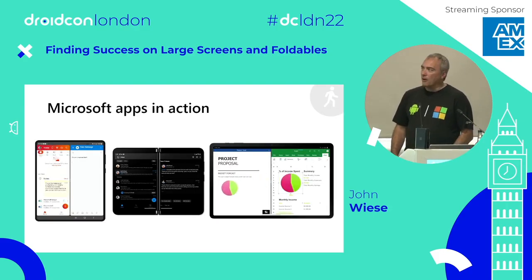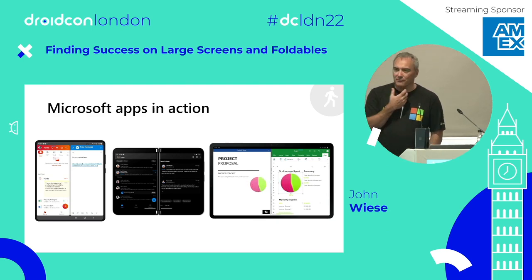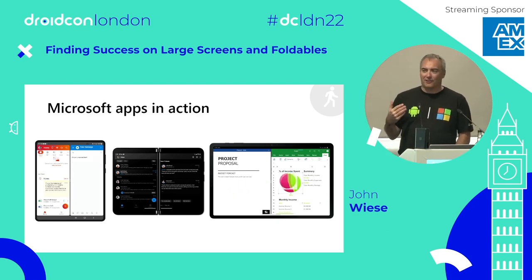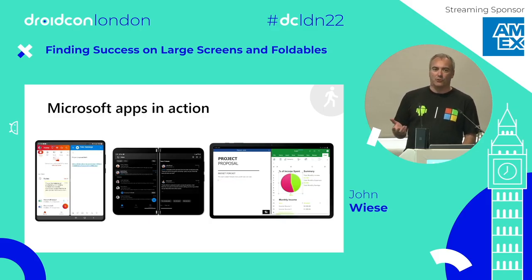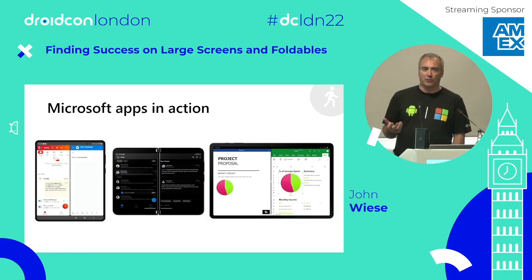There we go. So you see a few apps here on the screen. They're all Microsoft apps, if you didn't notice that. The reason we're showing Microsoft apps is a lot of people don't realize that Microsoft has an extremely large Android developer population. We have over 80 applications in the Google Play Store. I think we're actually closer to 100 at this point.